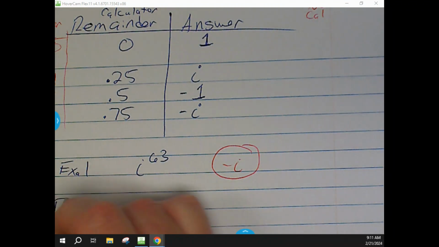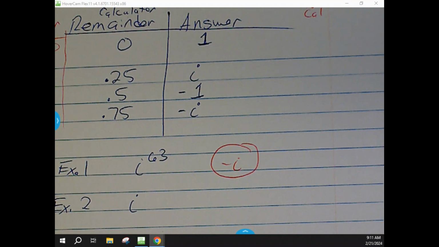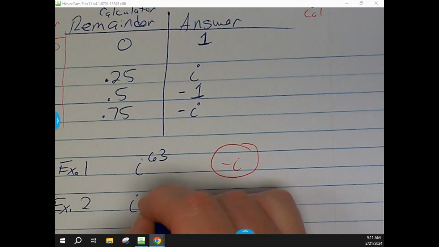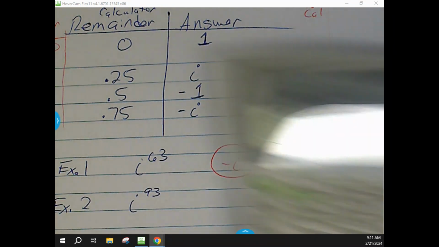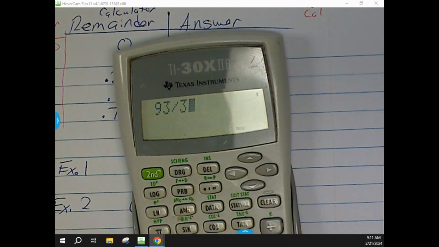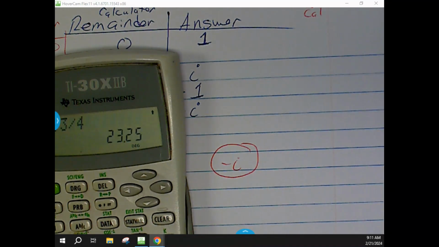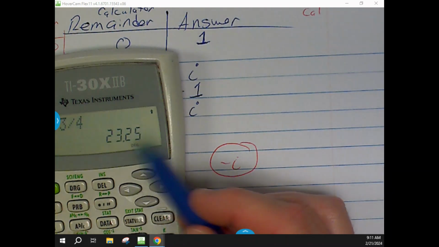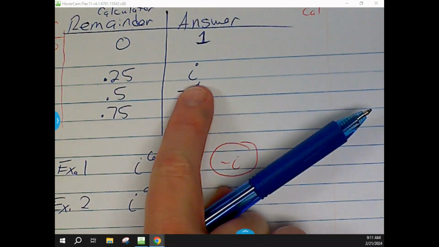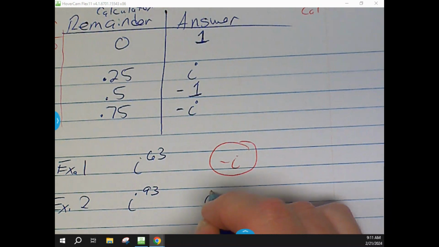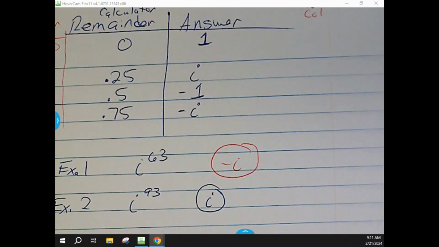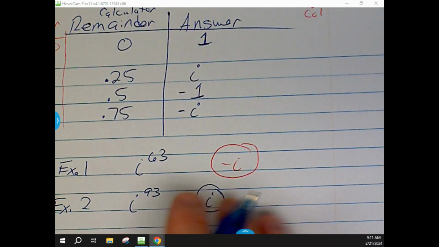Somebody make another number that's not 63. 93? All right, so we're going to take 93 divided by 4, my bad. That one is 23.25. So the decimal remainder we get is 0.25, and with 0.25 the answer is I. Question: you always divide by 4 every single time.